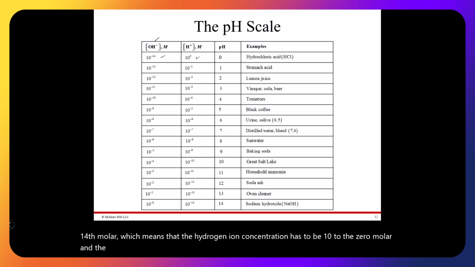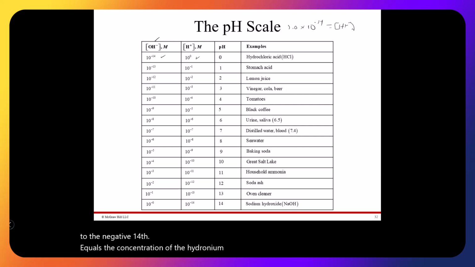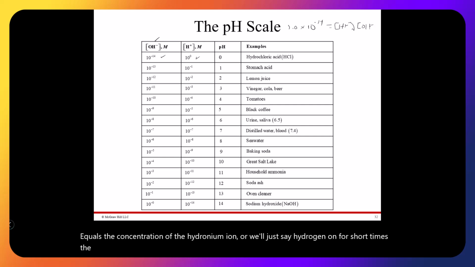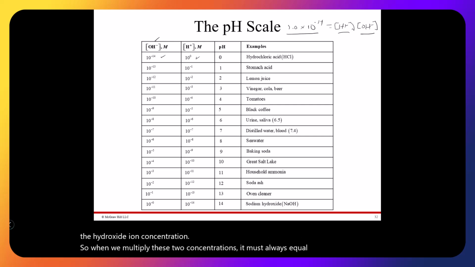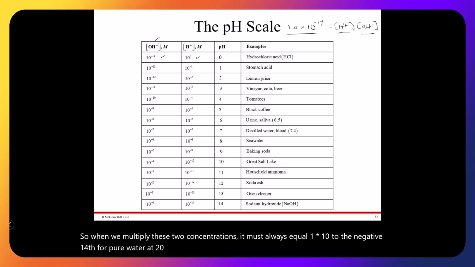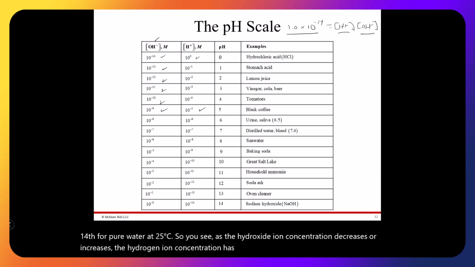The reason why that's the case is that the ion product constant of water, which is 1.0 times 10 to the negative 14th, equals the concentration of the hydronium ion, or we'll just say hydrogen ion for short, times the hydroxide ion concentration. So when we multiply these two concentrations, it must always equal 1 times 10 to the negative 14th for pure water at 25 degrees Celsius. So you see, as the hydroxide ion concentration increases, the hydrogen ion concentration has to decrease. So we go from 10 to the 0, 10 to the negative 1, which is a tenth, 100th, 1000th, 10,000. Now we're down to 100,000th.